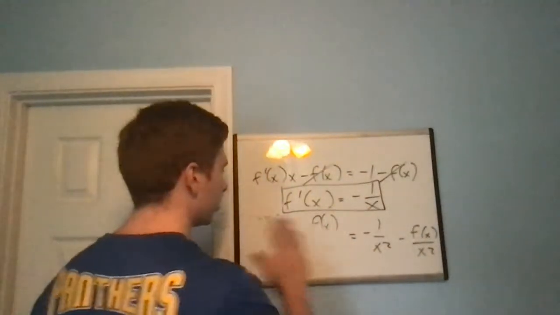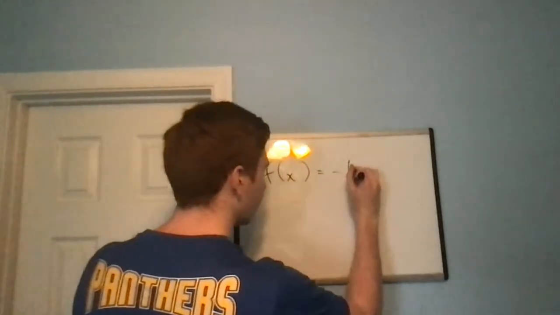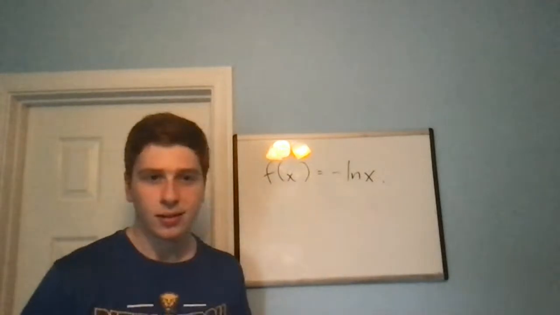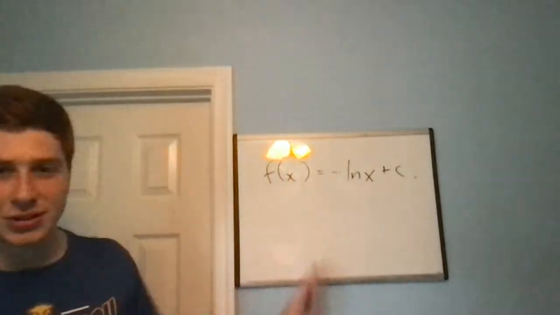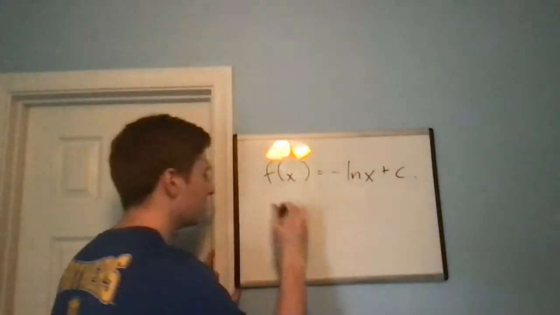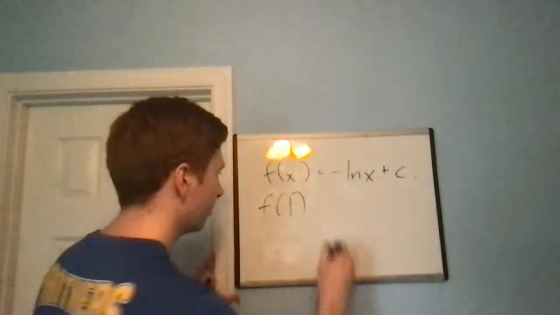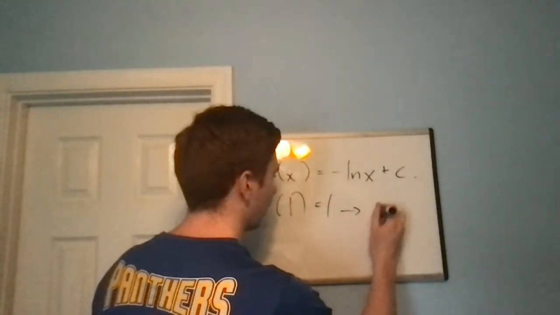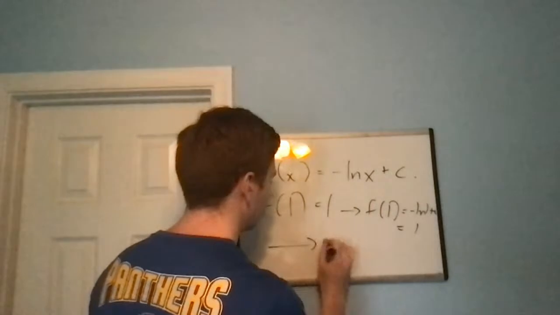Okay, super nice. And of course, that means that f of x is minus ln x. No, wrong, plus c, all right? Never forget your plus c's. And the way we find c is we know for a fact f of 1 is 1. We talked about this. So then f of 1, which equals minus ln 1 plus c, is equal to 1. So then c is 1.